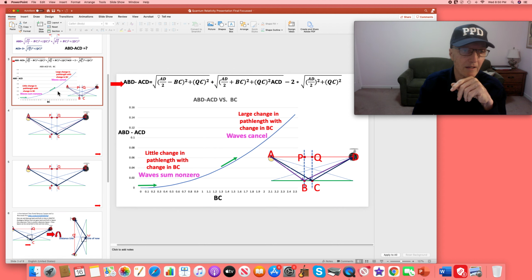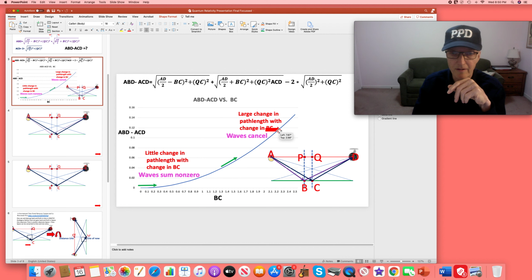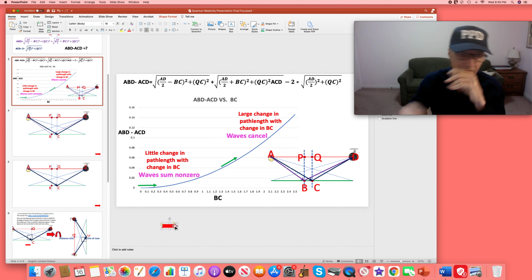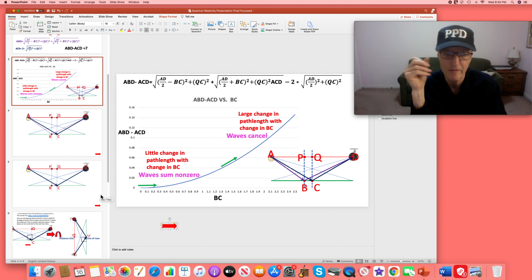Okay, that line here, where I plotted how the distance varies, how the slope, the rate of change, increases as you move B away from C progressively. The rate of change of the phase of the quantum waves increases. So the waves are canceling out, and they sum to zero, or effectively zero. You don't get to make a measurement there.